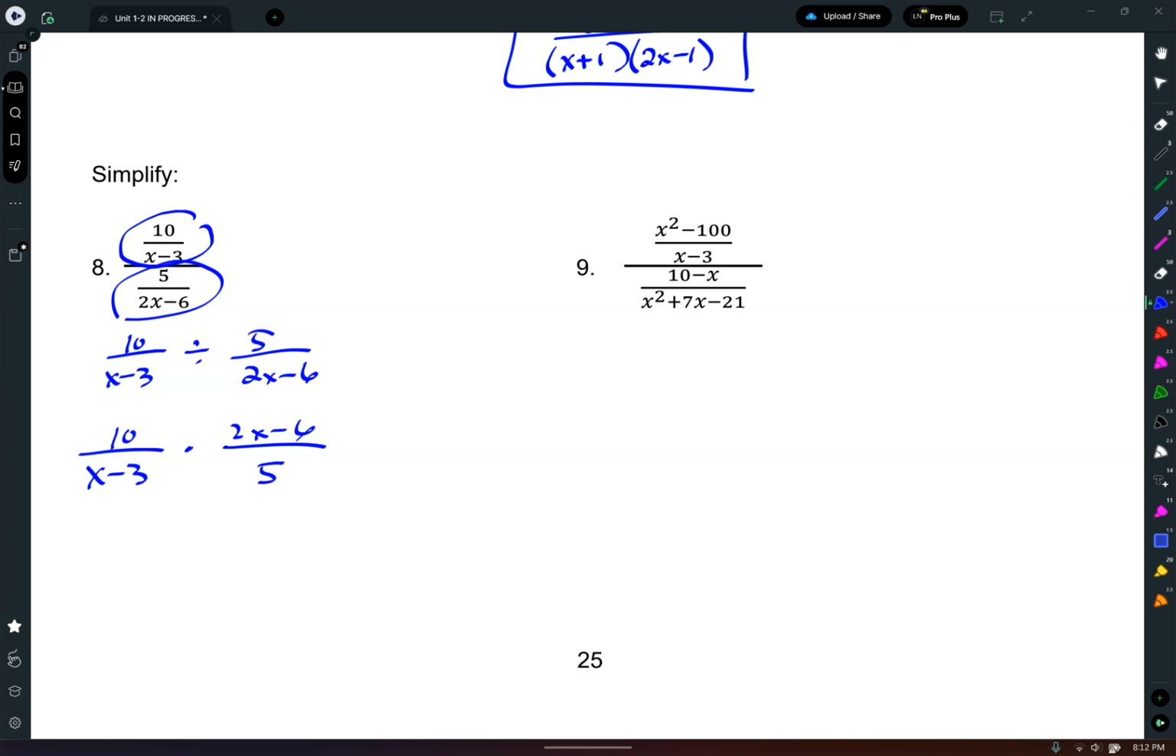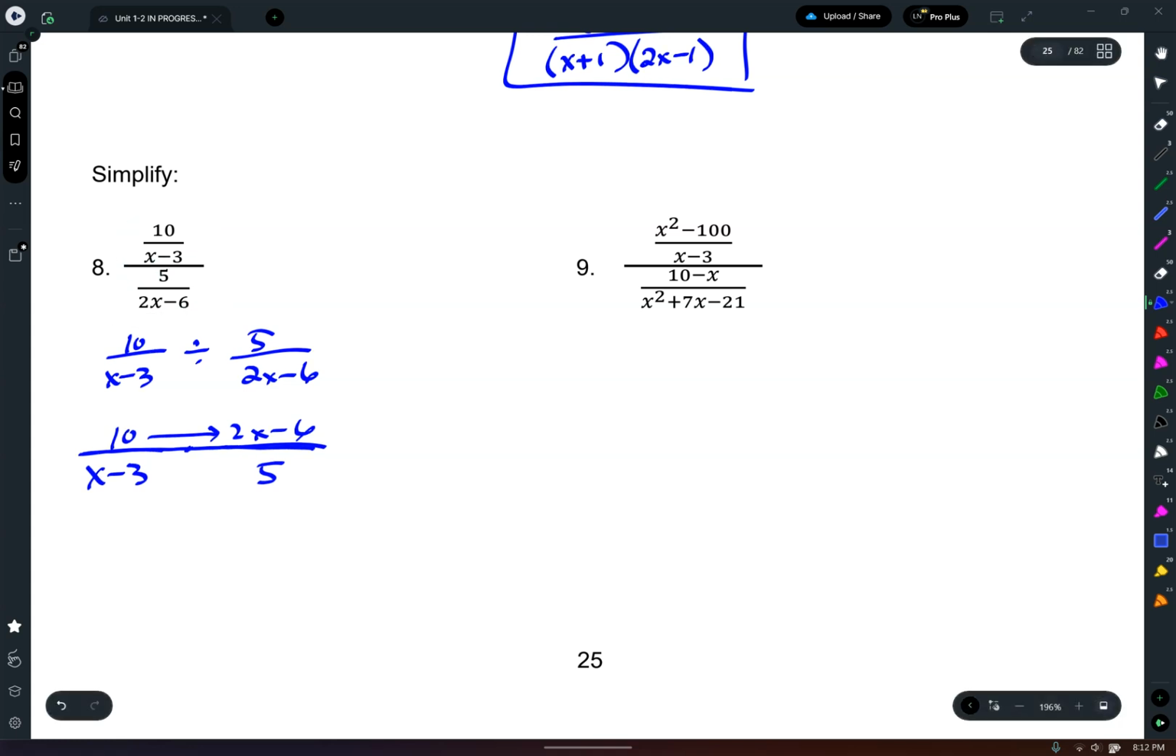And remember, when you multiply fractions, it's the same as just multiplying straight across. So what's really happening is the 10 is being multiplied by the 2x minus 6, right? So look up here. The 10 is being multiplied by the 2x minus 6, and the x minus 3 is being multiplied by the 5. The x minus 3 is being multiplied by the 5.